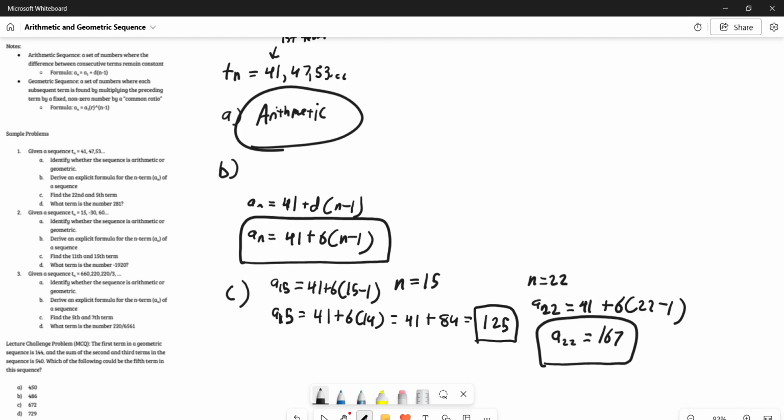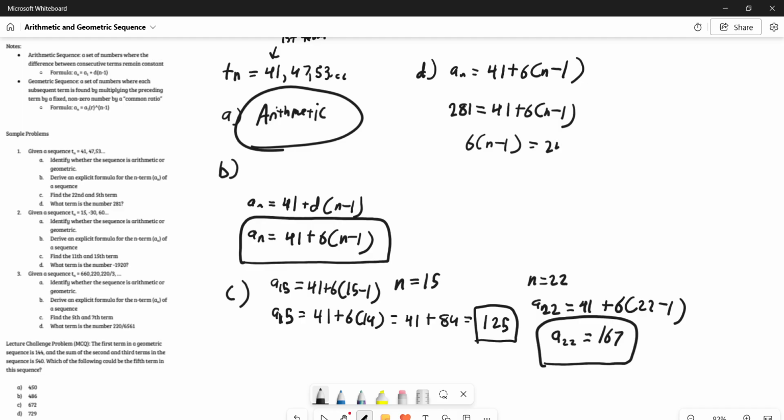Okay, now a trickier one. What term is the number 281? Okay, so we're looking back at this equation for part D. It's right up here. A sub n is 41 plus 6 times quantity n minus 1. Okay, so we're looking for what term is the number 281. So what we could actually do is plug 281 on the left side and then just solve for n. So that's going to be 6 times n minus 1.